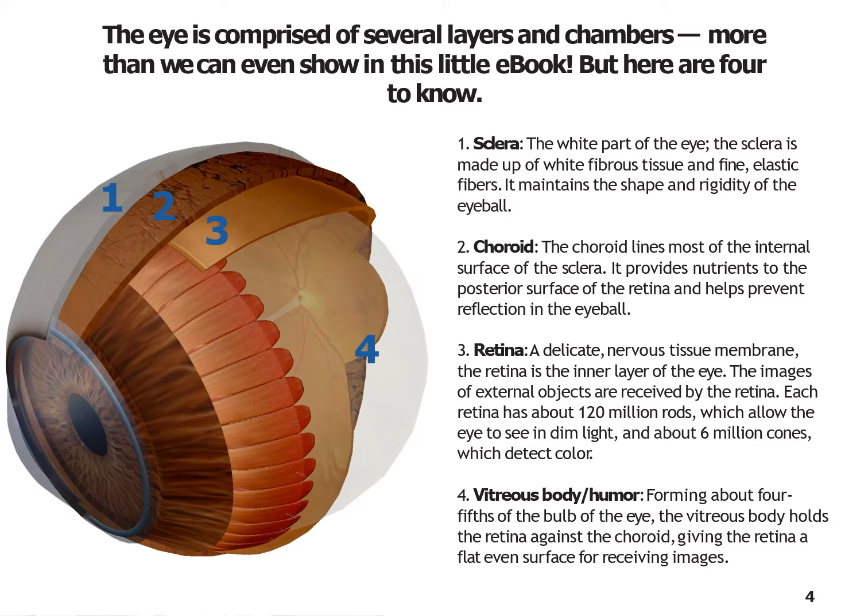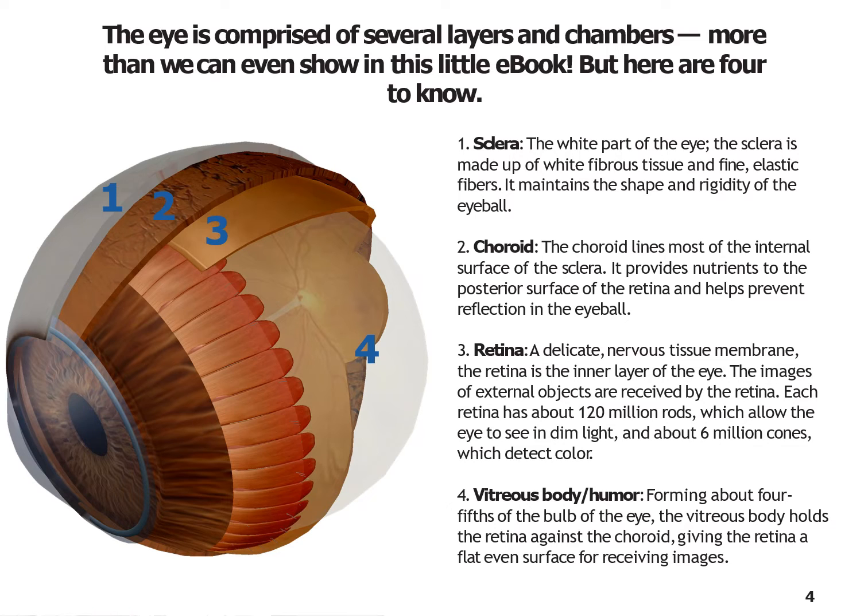The sclera. This is the white part of the eye. The sclera is made up of white fibrous tissue and fine elastic fibers. It maintains the shape and rigidity of the eye. The choroid. The choroid lines most of the internal surface of the sclera. It provides nutrients to the posterior surface of the retina and helps prevent reflection in the eyeball.